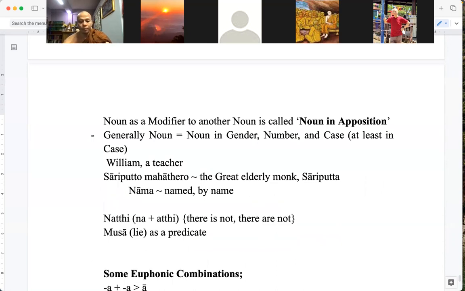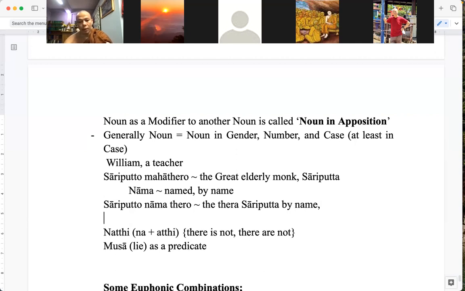So the same example, Sariputta, and then by putting that nama: Nama Thero or Mahathera, the same. So putting that noun between them. So at the time, that one is called the Thera. So Sariputta by name, or named Sariputta.